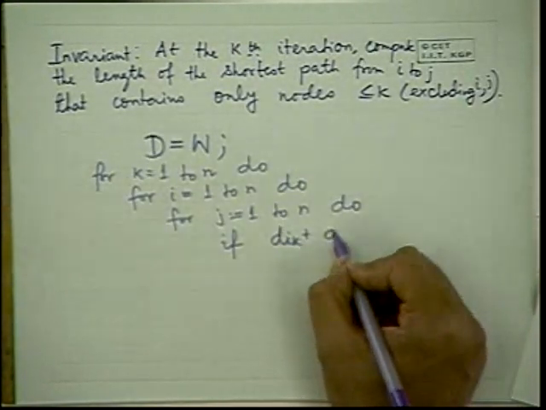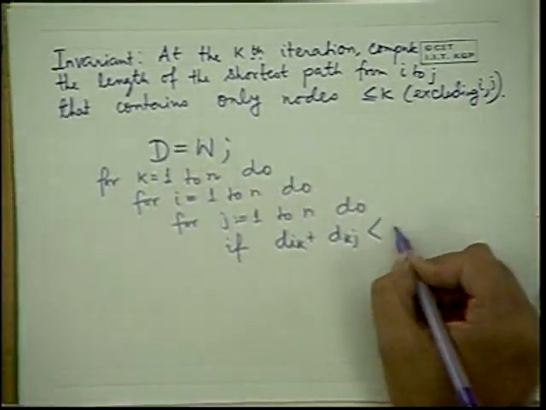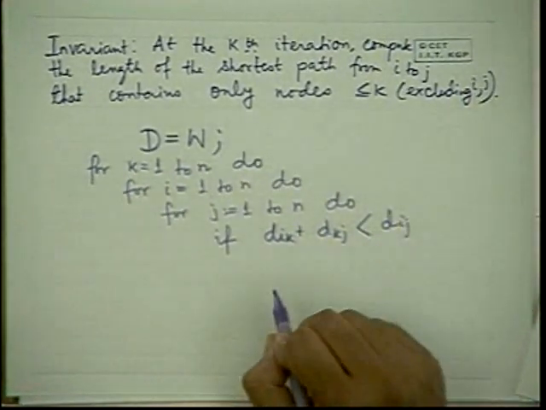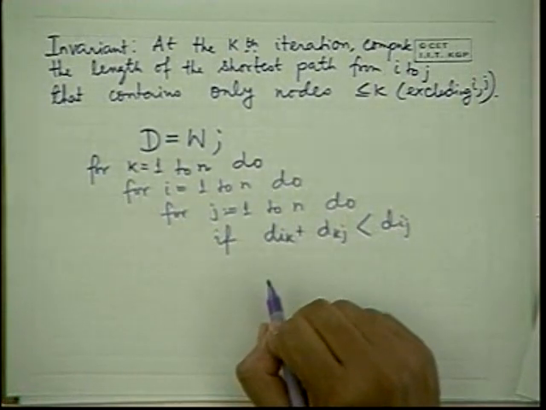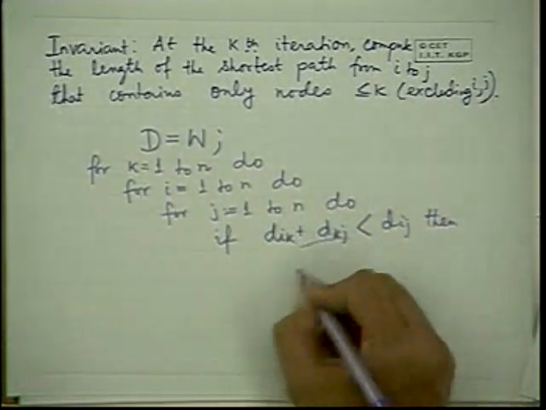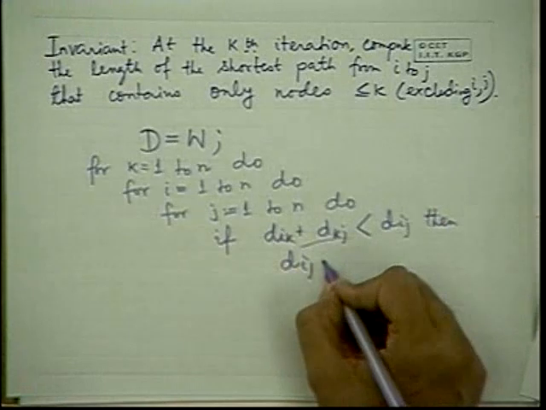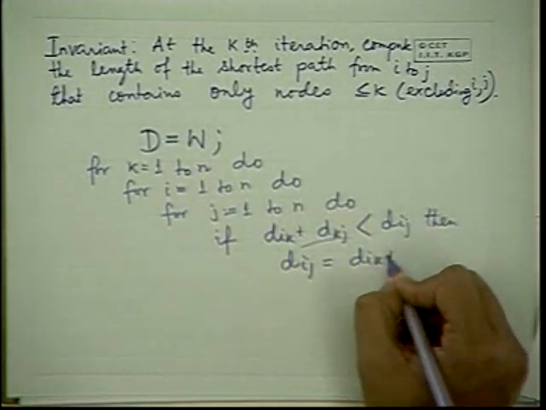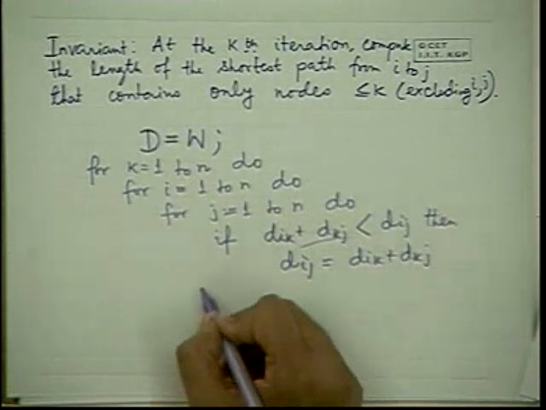dik plus dkj is less than already set value dij, between i and j there must have been some other values, because initially if there is no path it will be set now equal to infinity. If there is no path, now it will be set not to 0, you have to set it to infinity, because otherwise this check will not be valid. So dik plus dkj is less than dij, then you update the value of dij. dij becomes dik plus dkj.